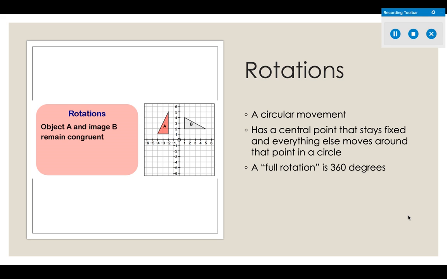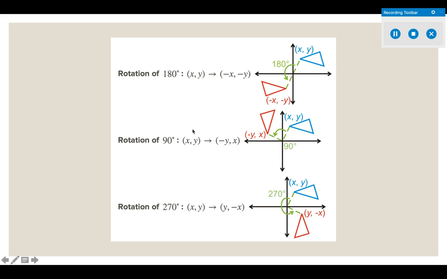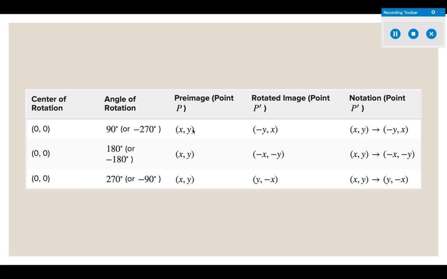Now let's talk about rotations. So a rotation is a circular movement. It has a central point that stays fixed and everything else moves around that point in a circle. And rotations are a full rotation when they're 360 degrees. So that's a full circle. Here we can see our triangle A and the image B, which is this triangle rotated. Here's some information about what happens to the coordinates when you rotate by 90 degrees, 180 degrees, and 270 degrees. Here's the same information presented in a different form.